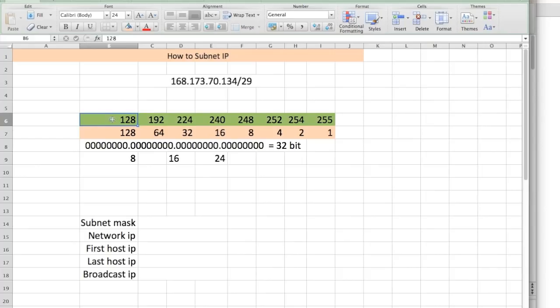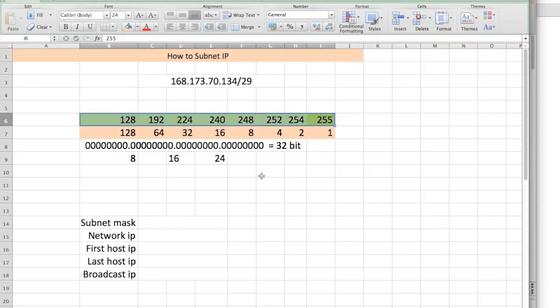I wrote down 128. Next to it, I wrote down 192, then 224, 240, 248, 252, 254, and 255. Just memorize this, and you write this down. And these are the subnets, okay? Just memorize this. This is something that will help you.